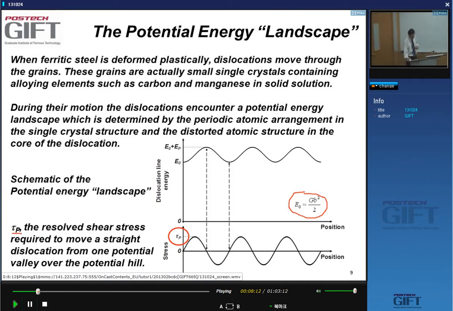We define the Peierls energy, that's the shear stress or the resolved shear stress, which is required to move a dislocation from a potential valley to the next potential valley. And in the process, as it does this, it remains straight. It goes as a whole from one potential valley to the next one. And so the shear stress variation has this shape, as we discussed in the previous slide.